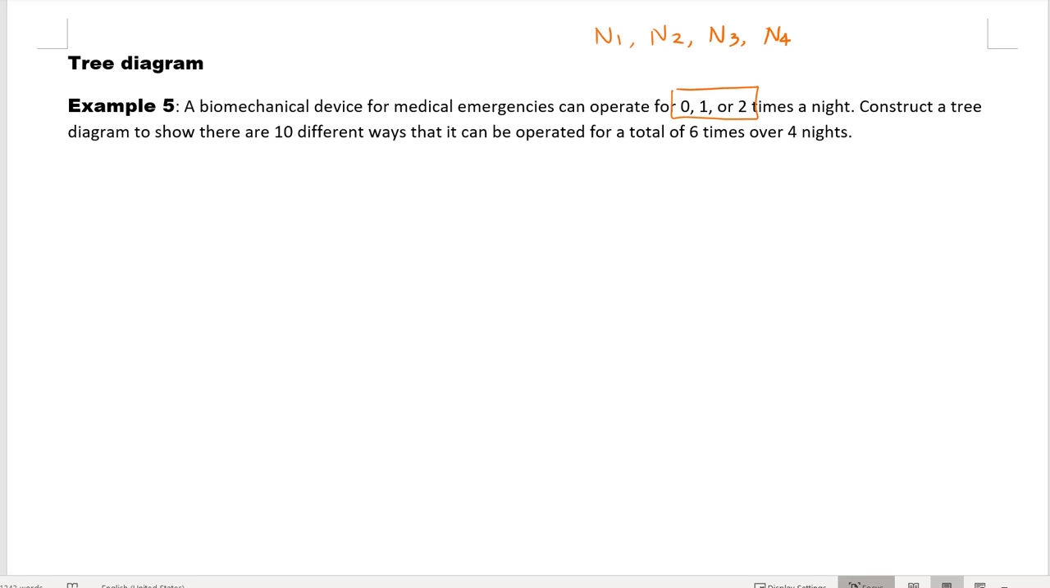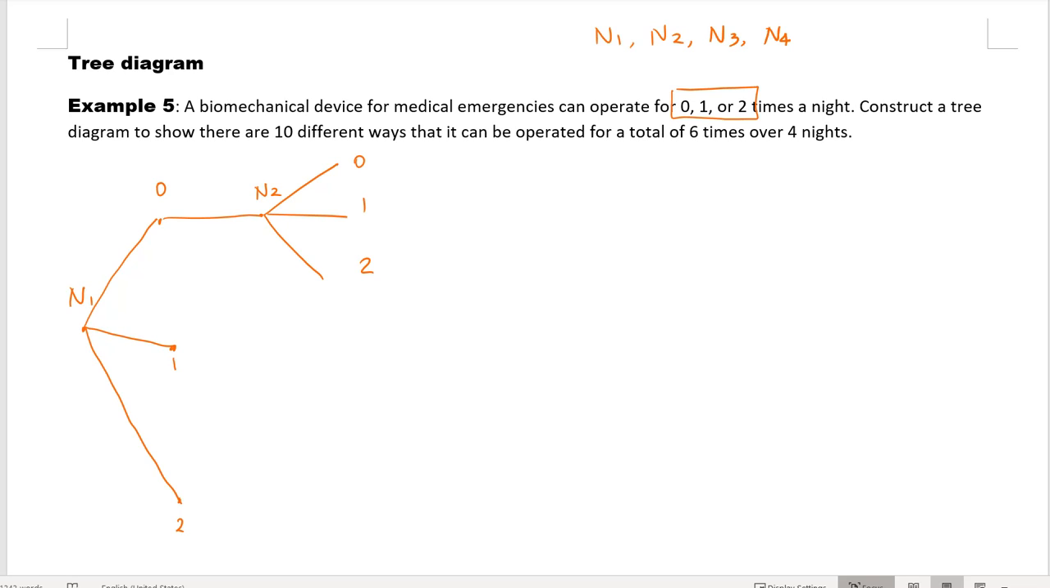So first of all, let's look at the first night. First night, it could be 0, 1, or 2. Right? So let's draw it. So it's like a tree. This is the first line. And then the second night, so N2. And the second night, it could be 0, 1, or 2. Right? Okay.